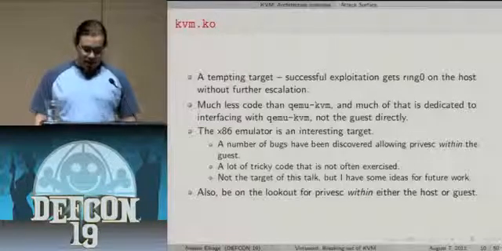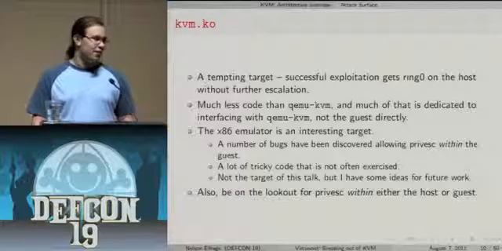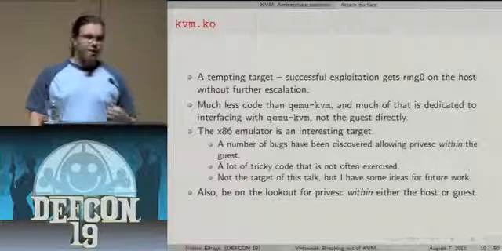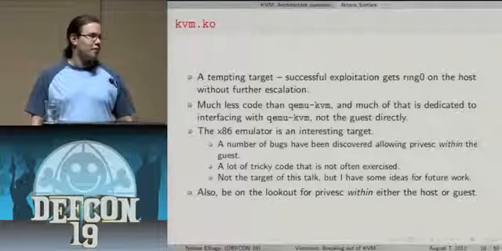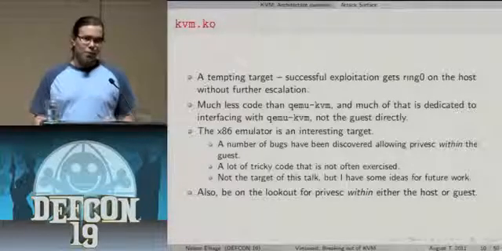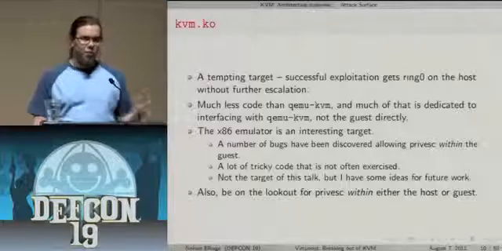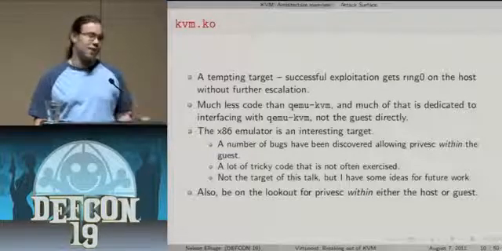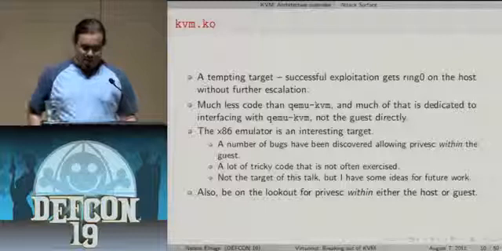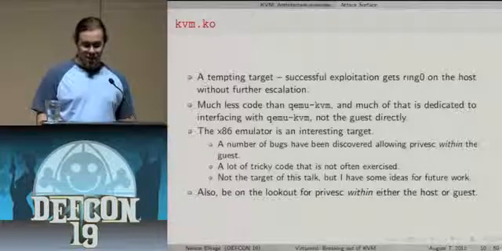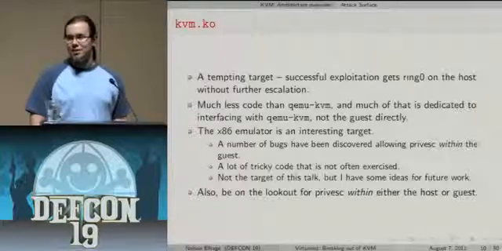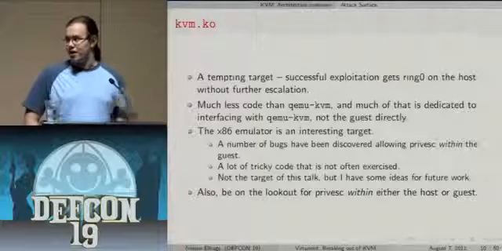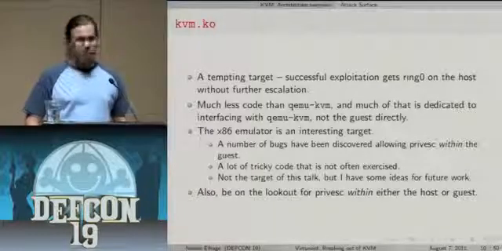That x86 emulator that I mentioned is definitely an interesting target because there's a lot of code there that is rarely exercised, because the emulator is only used in some edge cases. And whenever I'm auditing a system, lots of subtle code that's rarely used is the first place that I look for bugs. There have been a number of interesting bugs there that allowed privilege escalation within a guest because of bugs in the x86 emulator. So there is a bit of a track record of bugs.